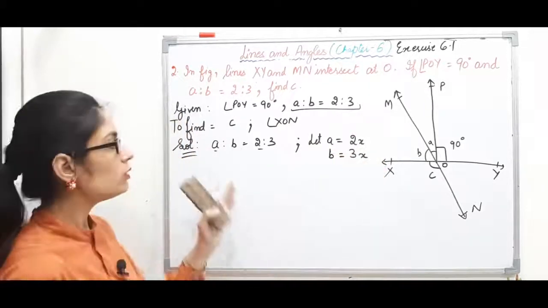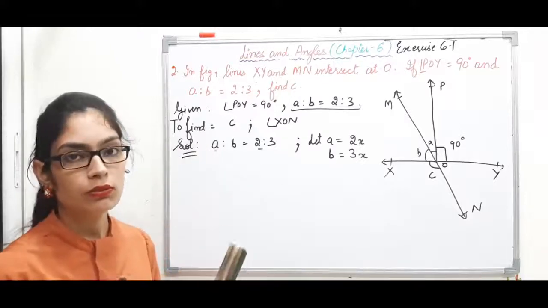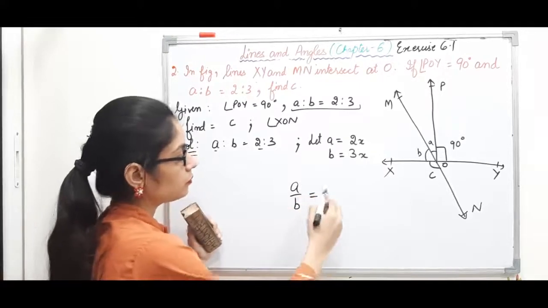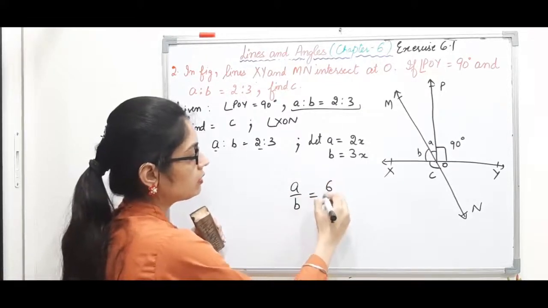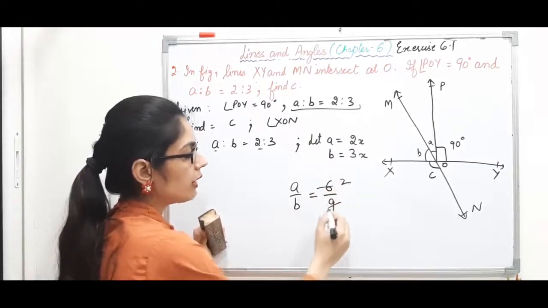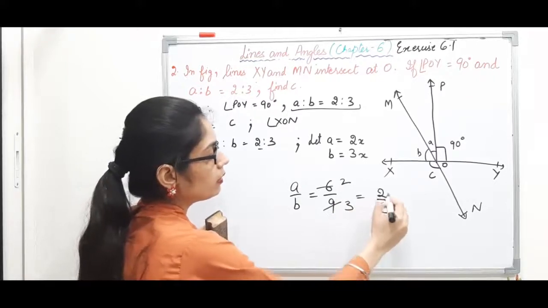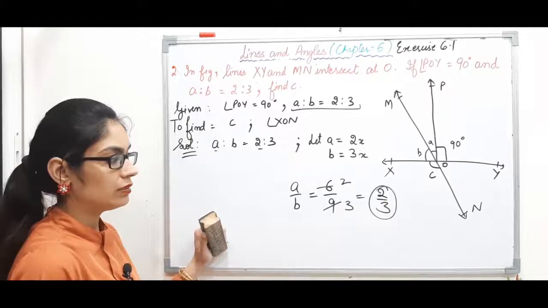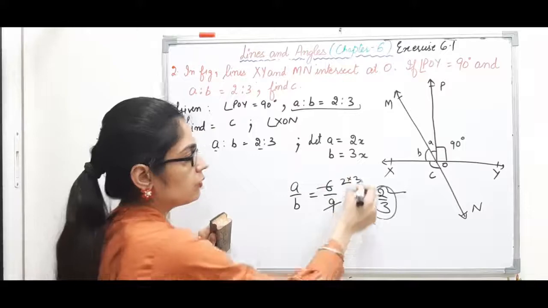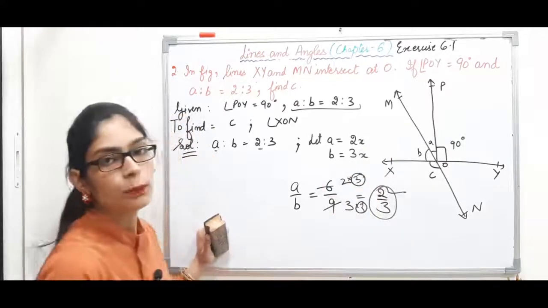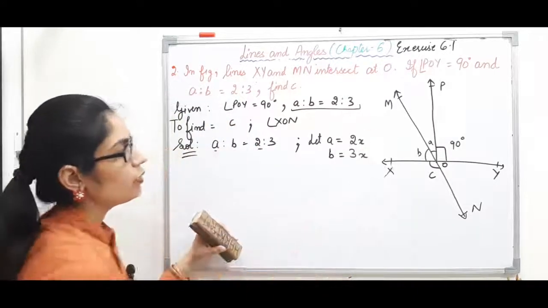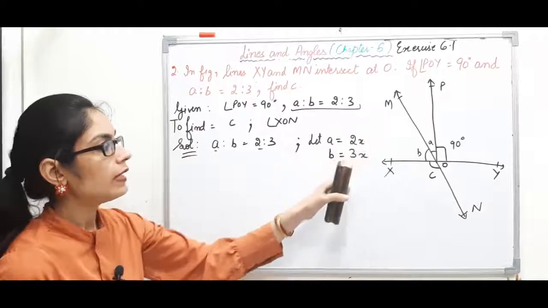We should not directly assume that A is equal to 2 and B is equal to 3, because a ratio means some number, for example 6 by 9. If I do the cancellation, 3 into 2 is 6 and 3 into 3 is 9, so this is 2 by 3. The simplest reduced form is given to us as the ratio. We can say this 3 is a common multiple of these two numbers, so this 3 as x we have assumed here. That's why in a ratio you always have to assume some common multiple. So here we have assumed 2x and 3x.